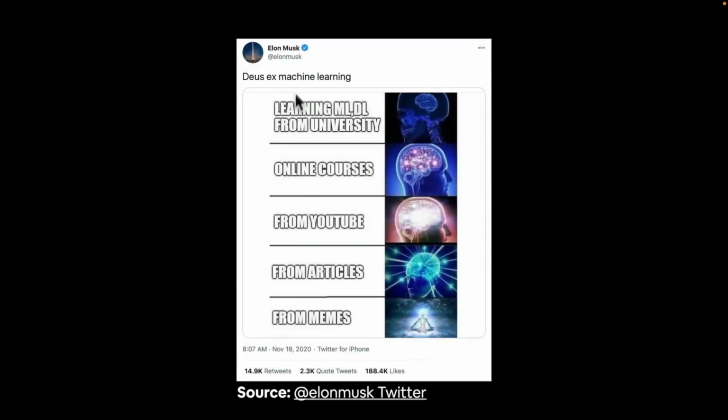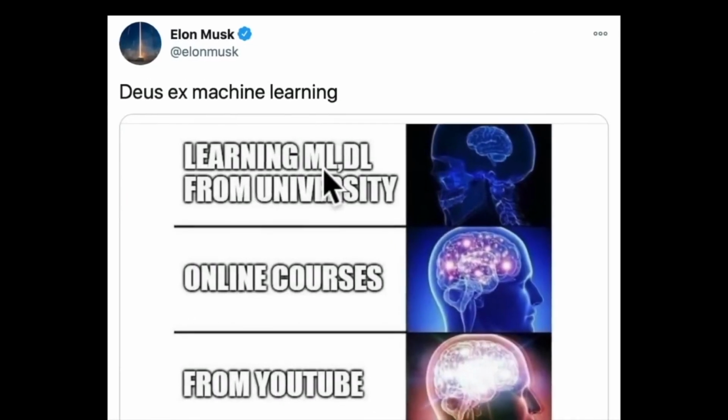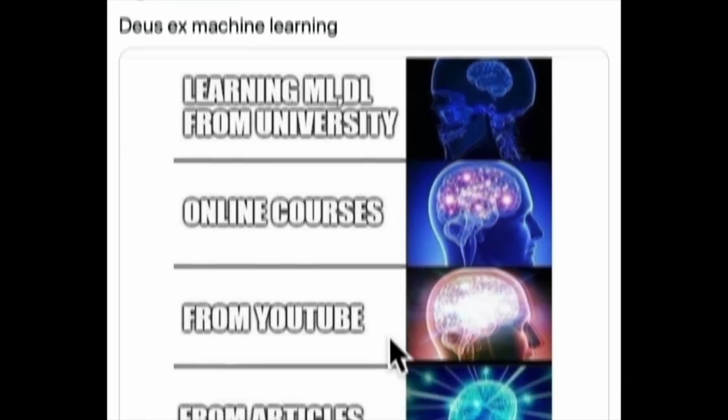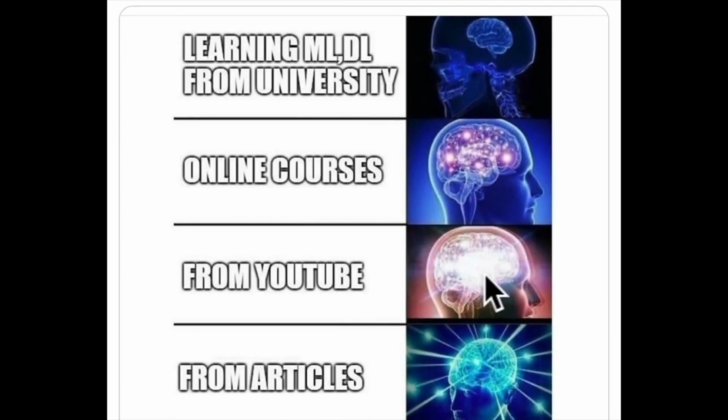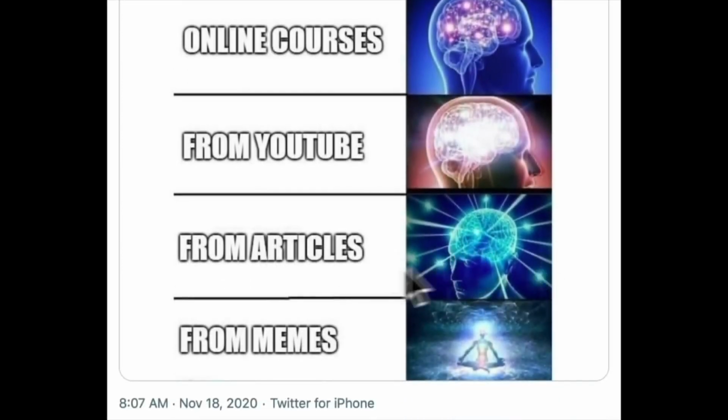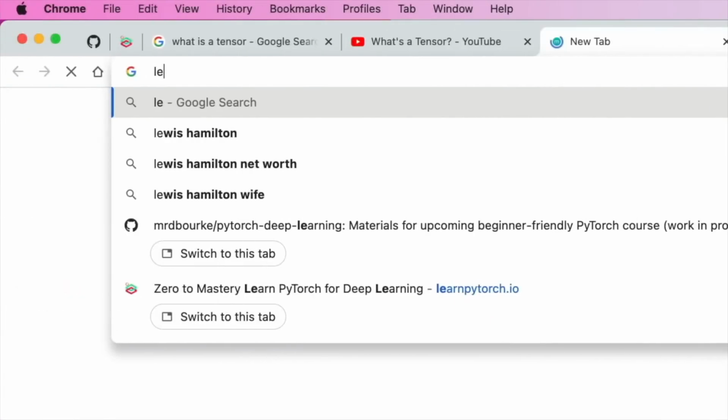Here we go. Now, this tweet is from Elon Musk. And so I've decided, you know what, let's base the whole course on this tweet. We have learning ML DL from university. You have a little bit of a small brain. Online courses, well, like this one, that brain's starting to explode and you get some little fireworks. From YouTube, oh, if you're watching this on YouTube, look at that. Shiny brain. From articles, my goodness. Lucky that this course comes in article format.